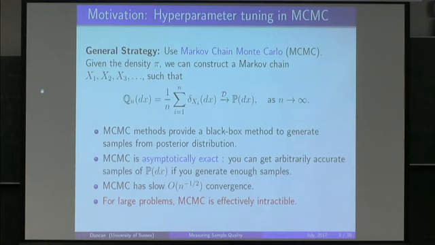generate samples. Once we have this, one can use ergodic averages to approximate all the integrals that we want. And the good property is that MCMC is typically asymptotically exact. What that means is that you can get arbitrarily accurate samples of your target probability distribution if you're willing to spend enough computational effort, in particular if you generate enough samples. Of course that comes at a price: MCMC typically has very, very slow convergence.